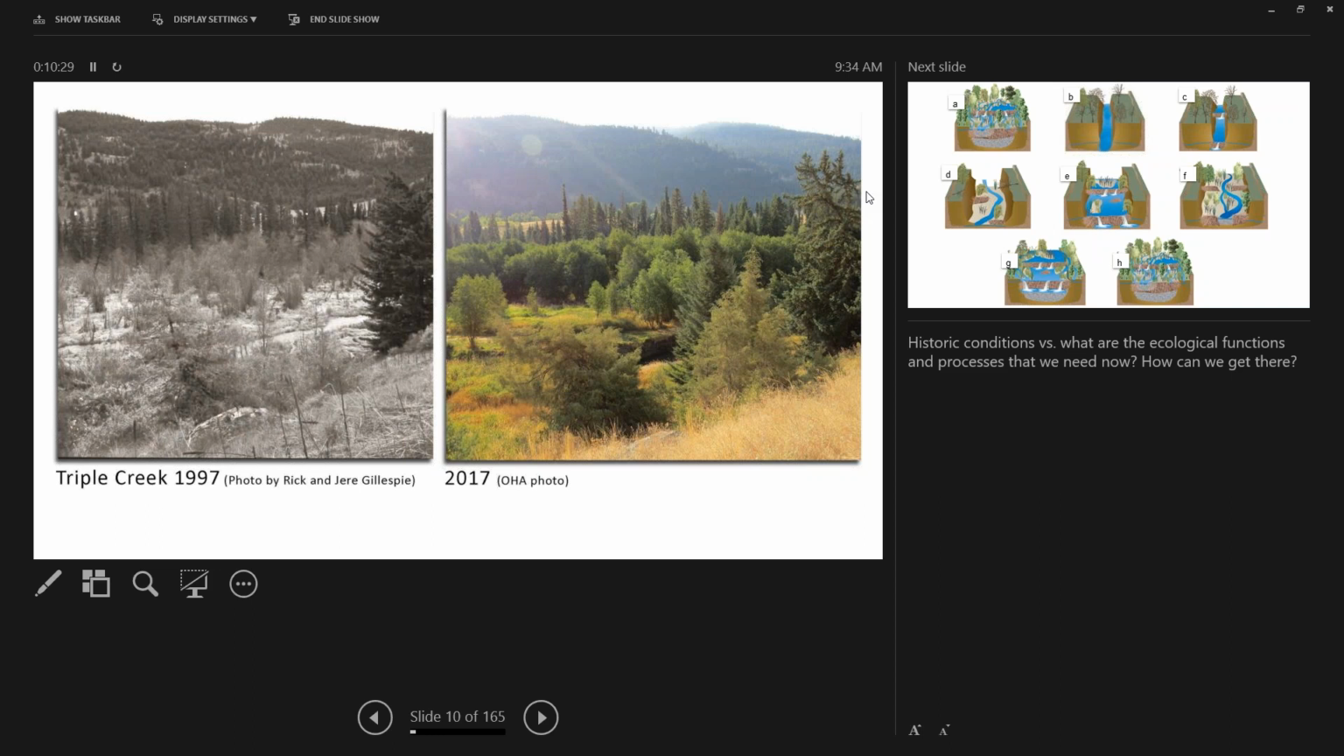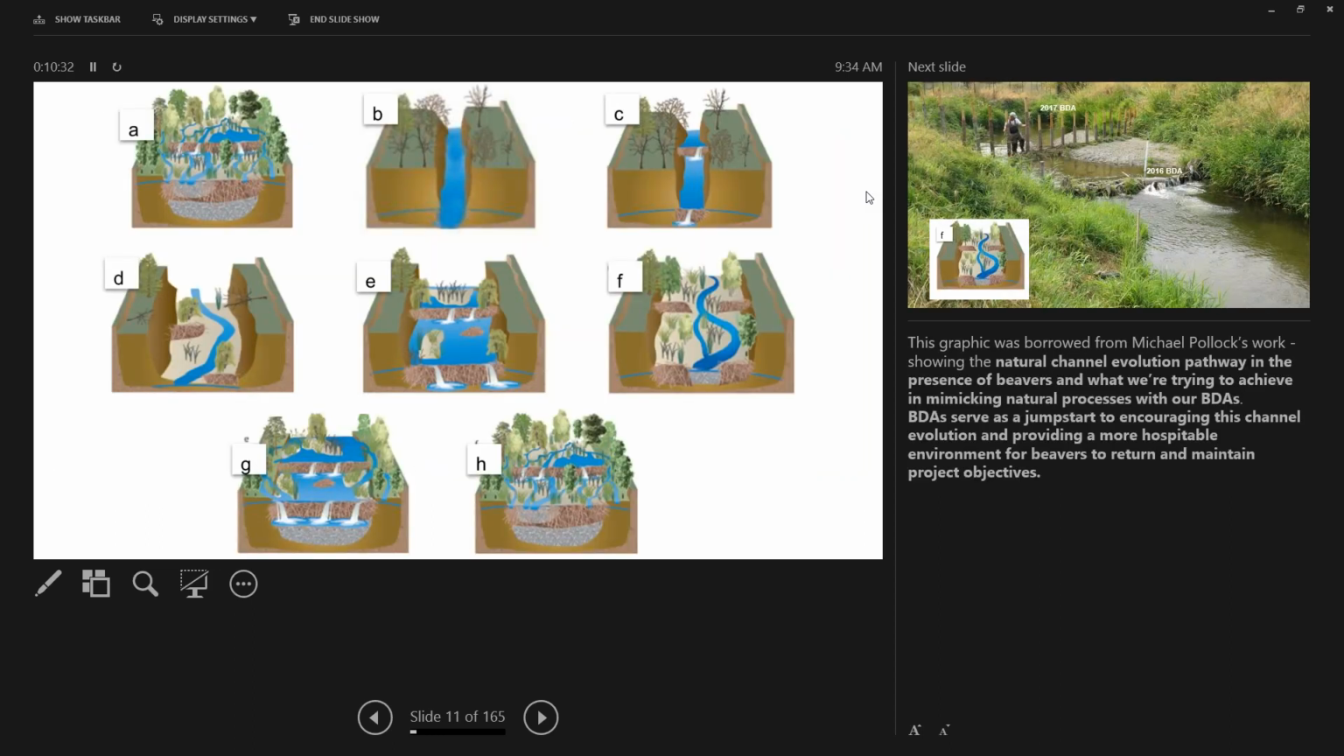I'm going to share a little bit more about the history of the site in a minute. But how many of you are already familiar with this graphic? I figured most people probably are, so I'm not going to spend a lot of time with it, just acknowledging the evolution of an incised channel in the presence of beaver. This is borrowed from Michael Pollock's work. And as we put our beaver dam analogs in, we're observing very similar evolution at the Triple Creek site.